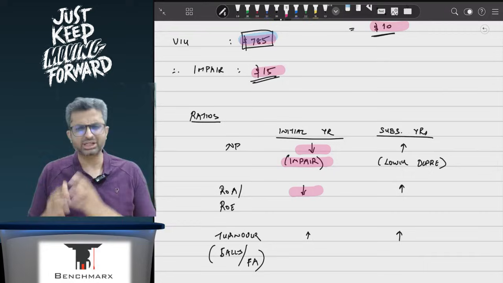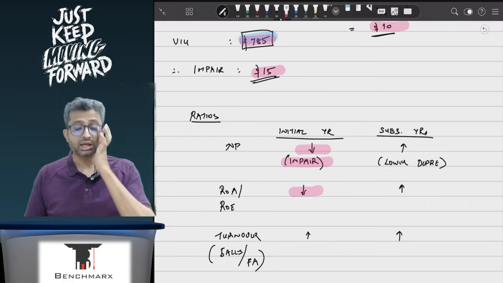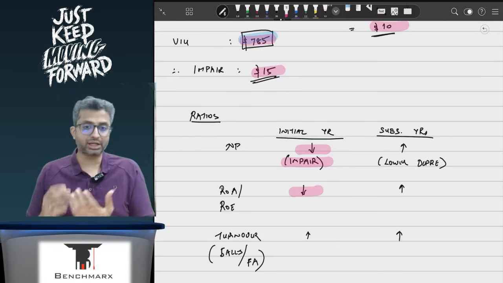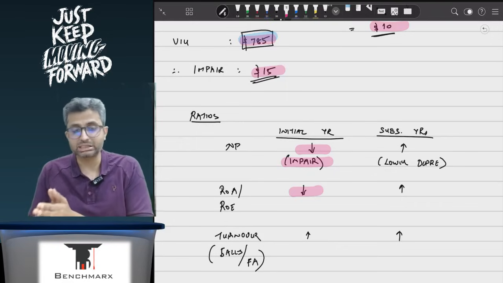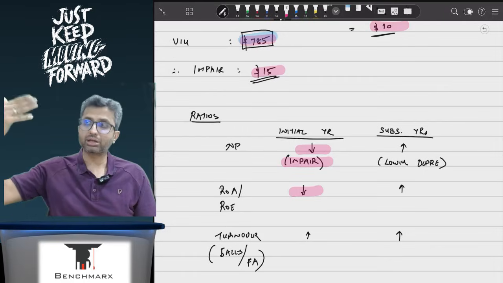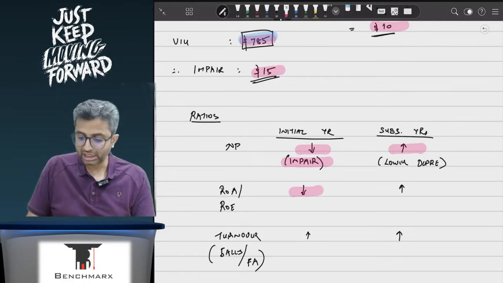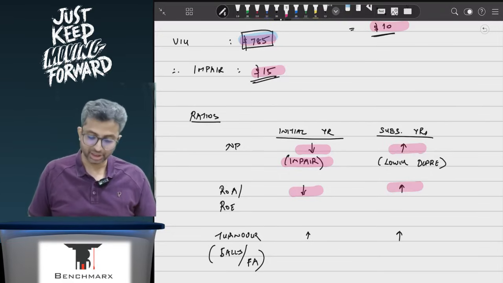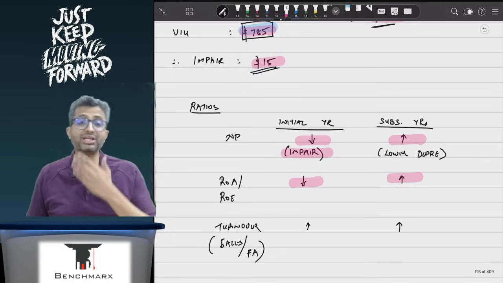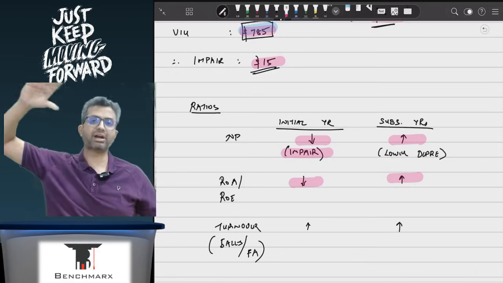But in later years, had there been no impairment, my depreciation would have been 100 divided by 10, that is 10. But now my depreciation is 70 divided by 10, that is equal to 7. And as a result, due to impairment, my later years' depreciation falls, thereby my later years' profit increases, and thereby your return ratios in the later years will be relatively higher. The same logic even applies for turnover ratios. The turnover ratio is sales divided by assets.